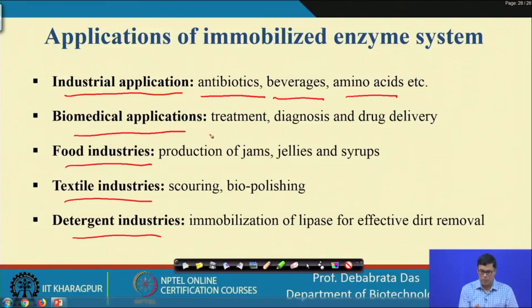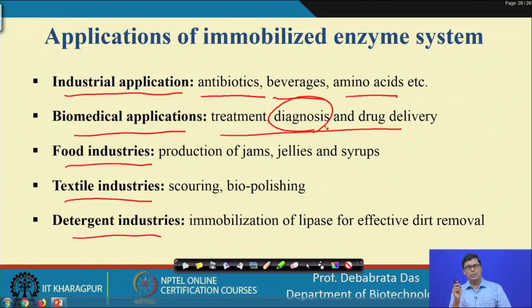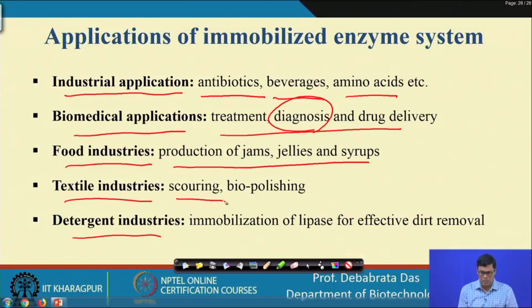Then biomedical applications: particularly I want to point out the diagnostic and analytical purposes, where it is largely used. Suppose we want to find out a trace amount of any chemical present in the blood; that can be easily detected with the help of immobilization, with the help of a biosensor. Then in the food industry, we have jam, jelly, and syrup. The textile industry covers biopolishing, and in the detergent industry we have lipase for the removal of dirt.